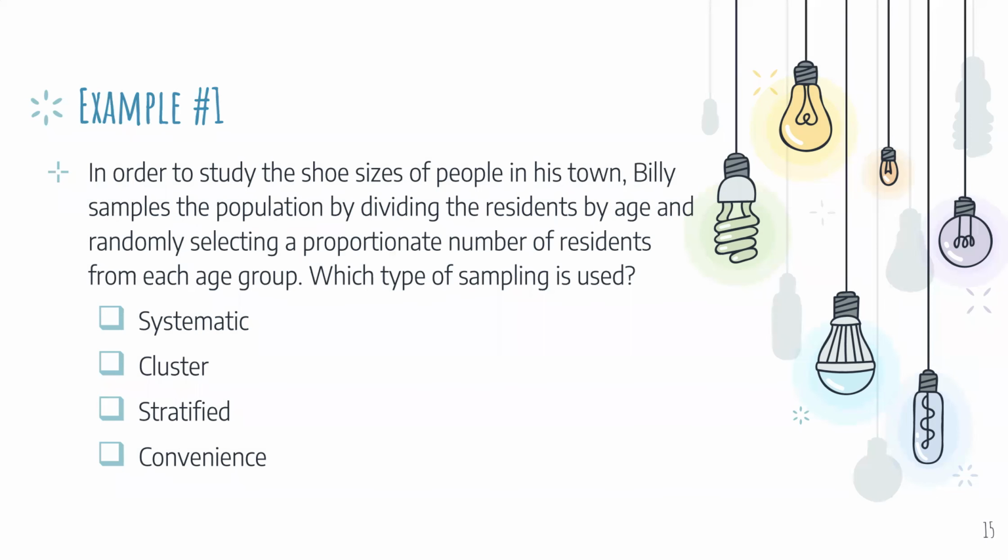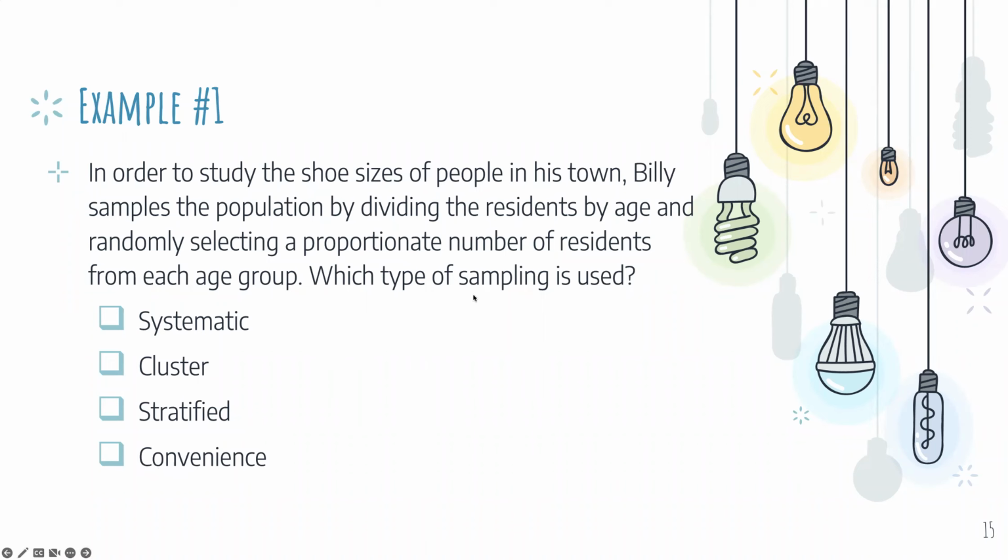Example number 1. In order to study the true sizes of people in his town, Billy samples the population by dividing the residents by age and randomly selecting a proportionate number of residents from each age group. Which type of sampling is used? All right, so we have our options: systematic, cluster, stratified, convenience. So first, systematic, it cannot be. Remember, systematic, you need that system. You need to know who is the first one, and then what is your nth, every nth person that you're choosing from your sample.